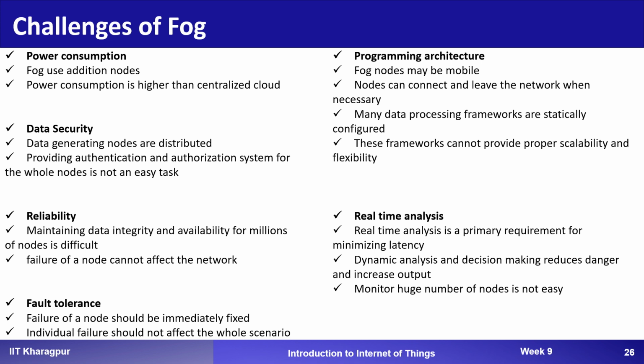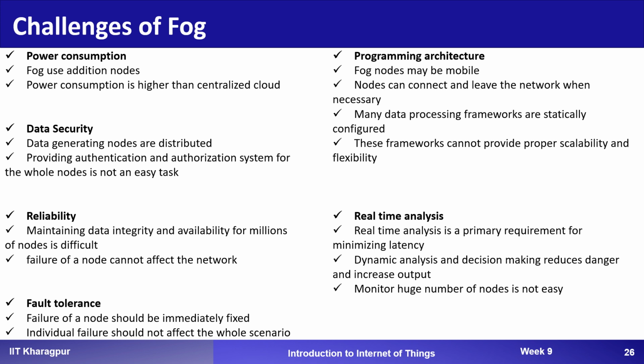Then the programming architecture. So basically, these fog nodes are mobile, so there is a need to handle this mobility, because any node can join or leave the network at any time. So there should be a way to handle what happens when a particular fog node is going to leave the network. Then there should be some programming changes performed in the network.